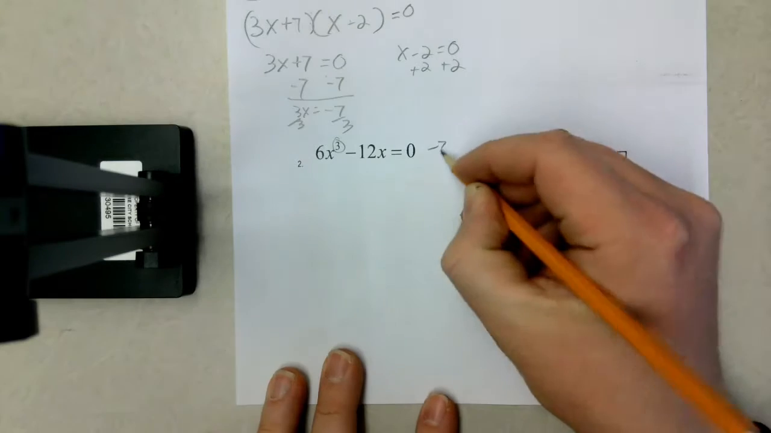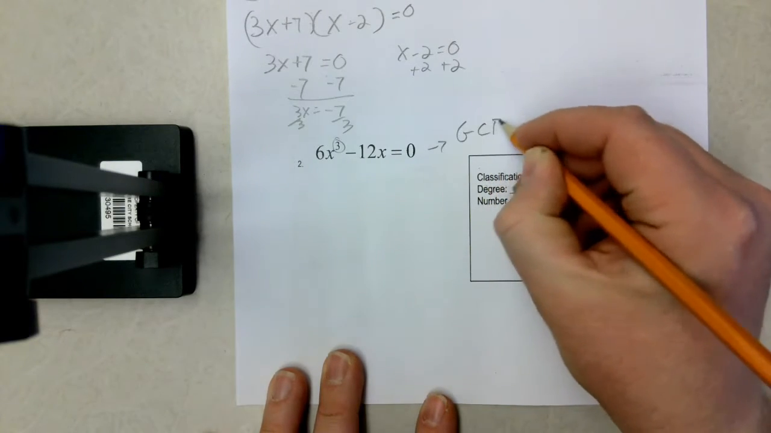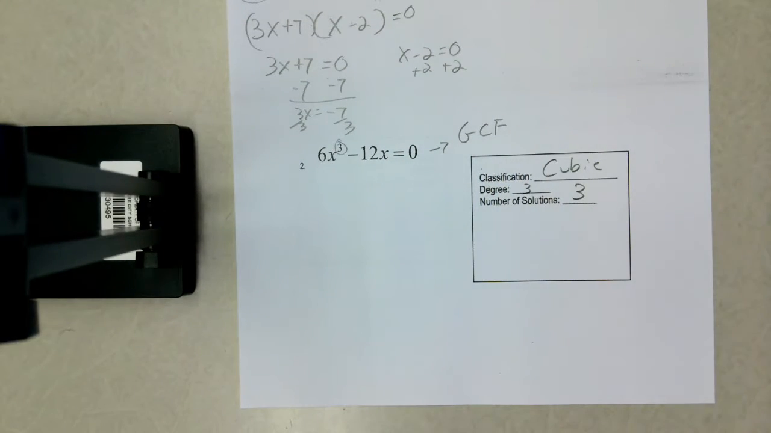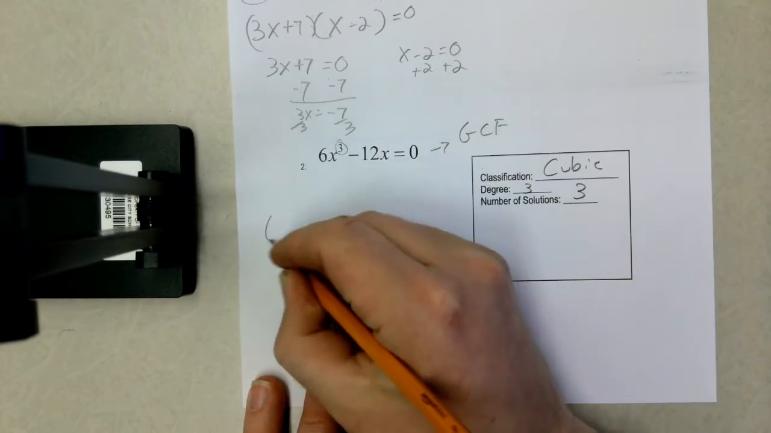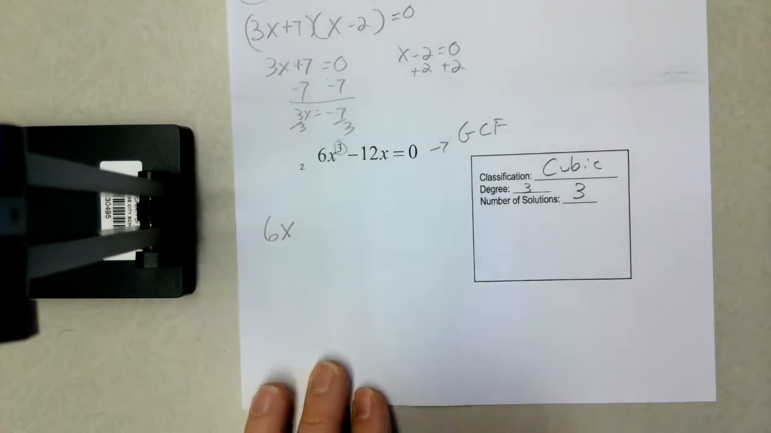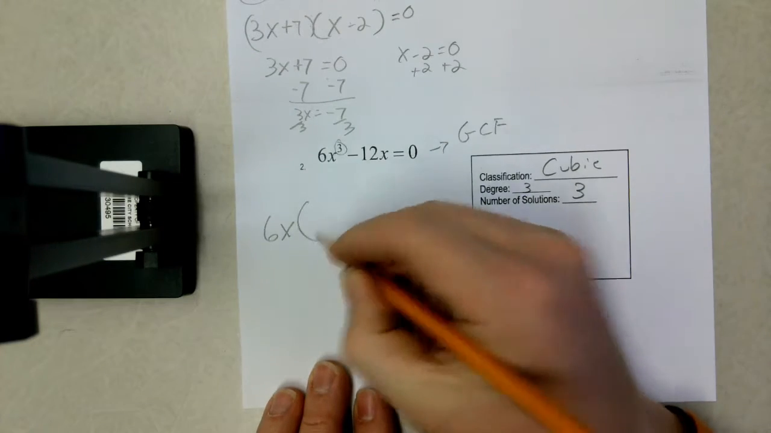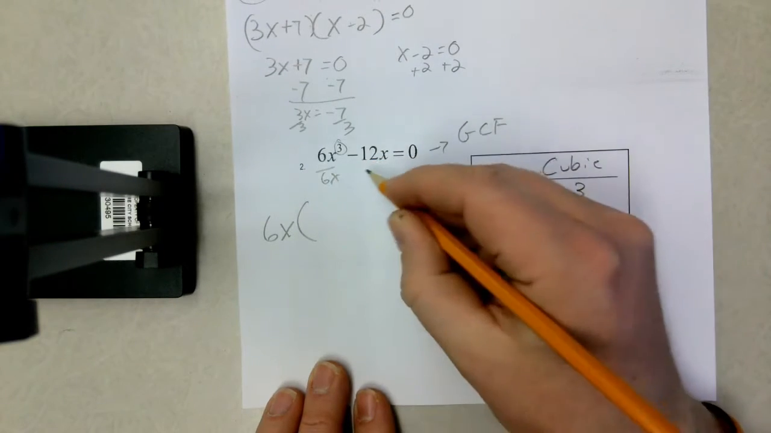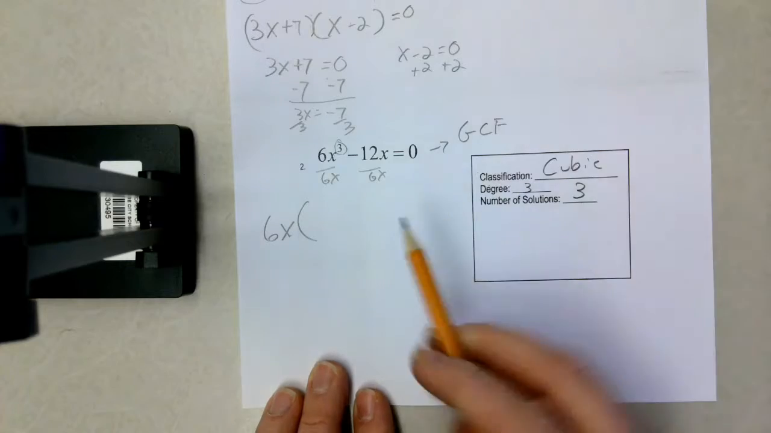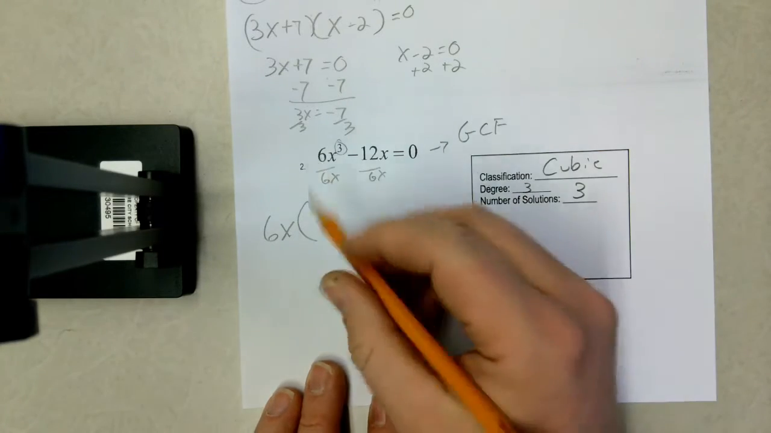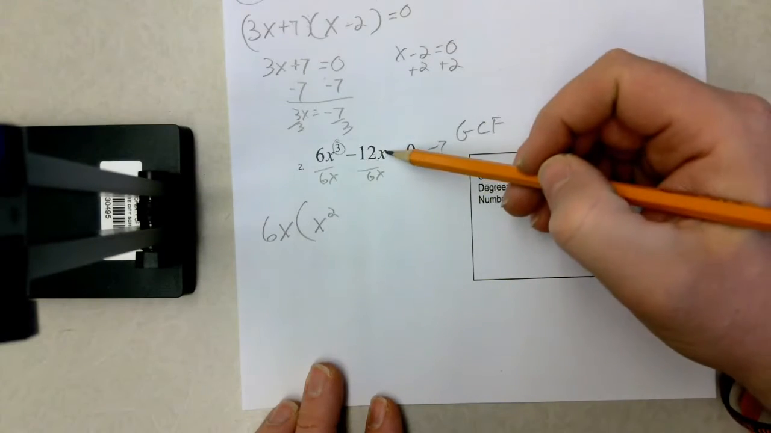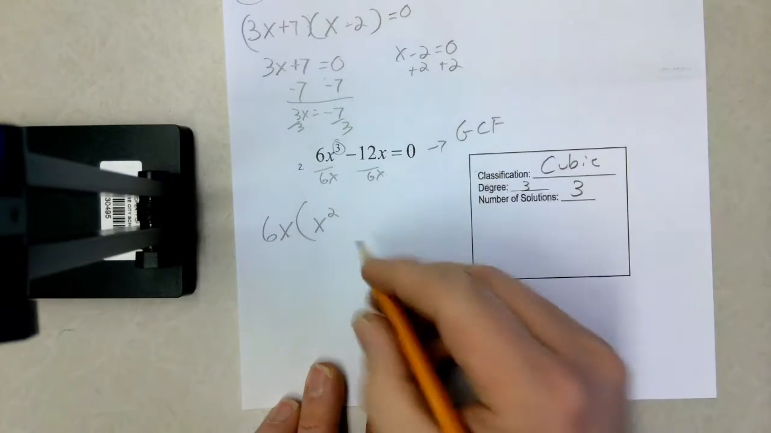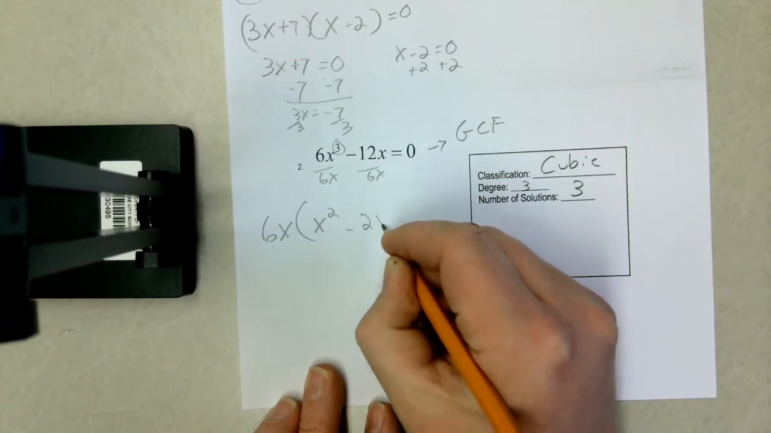Here, the way we're going to factor this is the greatest common factor method. We're going to take out the greatest common factor of both terms. We can factor out a 6, and we can factor out an x. Now, what am I left with? Basically, factoring out and dividing by 6x. 6x cubed divided by 6x is just x squared. Negative 12x divided by 6x is negative 2x.